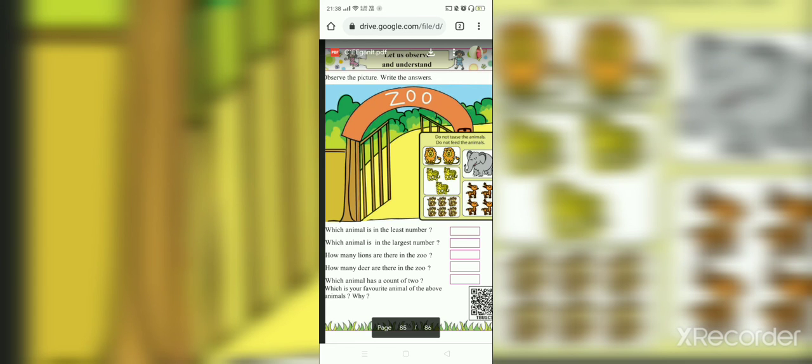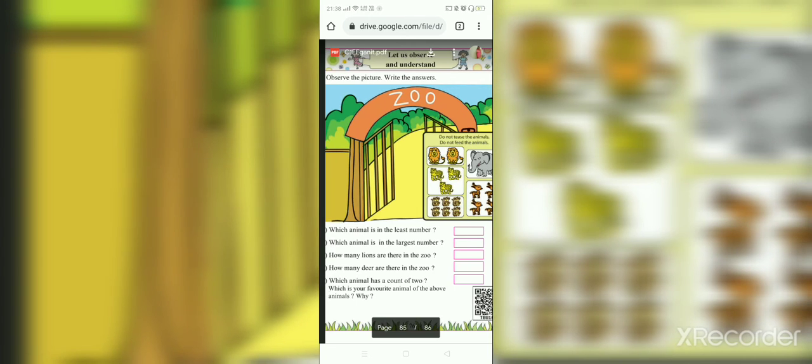How many lions are there in the zoo? 2. Okay. How many deer are there in the zoo? 4. Which is your favorite animal of the above animals? You have to tell me which is the favorite animal above. Okay.